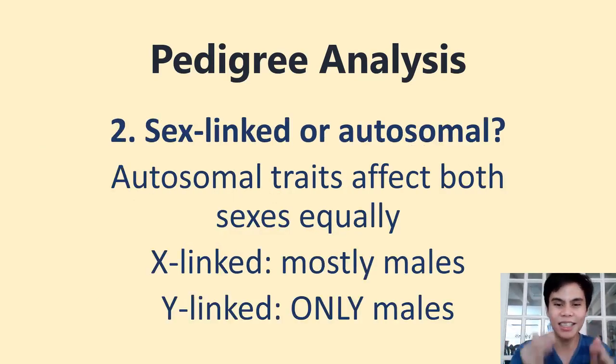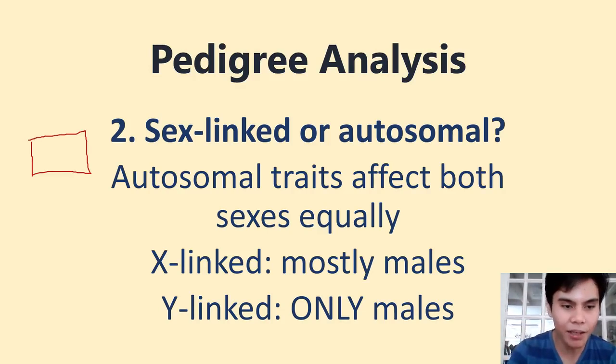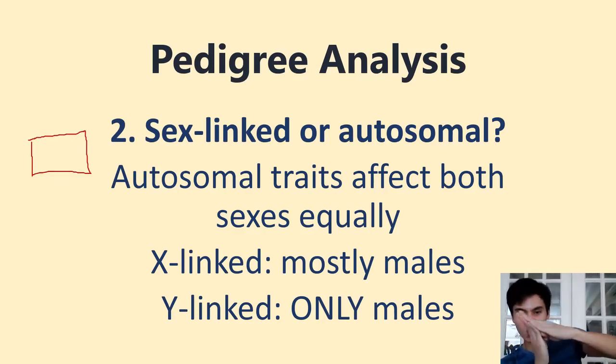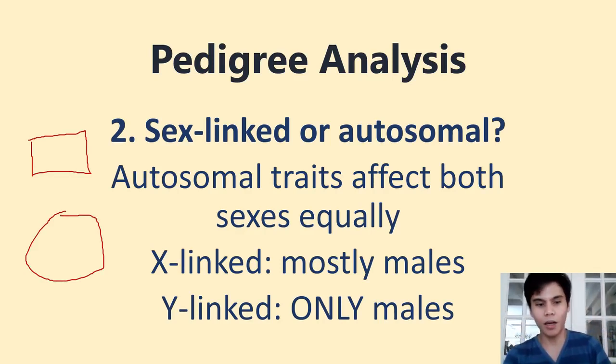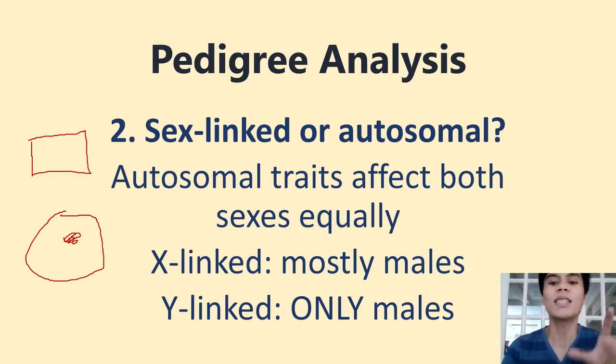The second question, is it sex-linked or autosomal? So autosomal traits will affect both sexes equally. It's just a matter of counting how many guys are shaded and how many girls are shaded. Again, take note that for guys, our shape in pedigrees is the square, and the girls, they're circular. Again, Y-linked only males will exhibit them, only males, while X-linked, it's mostly males.